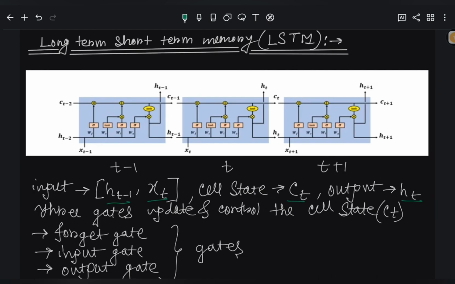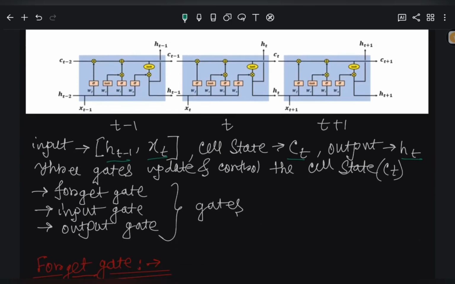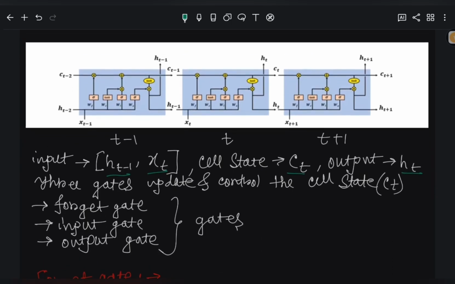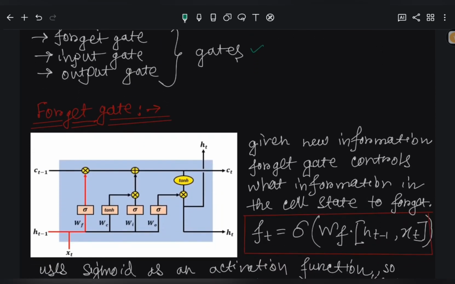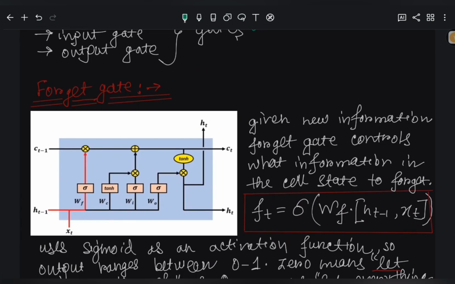Now there are also certain gates which are new to LSTM, and all these gates update or control the cell state, right? So the gates are the forget gate, input gate, and output gate. These 3 gates are mainly responsible for updating or controlling the values of your cell state, right? Now let's first talk about the forget gate. Given the new information, the forget gate controls what information in the cell state to forget, right?